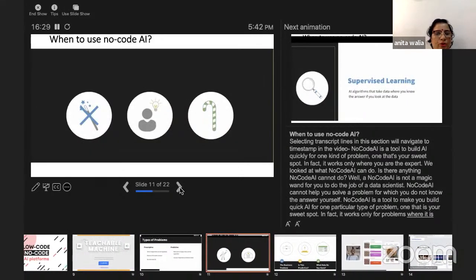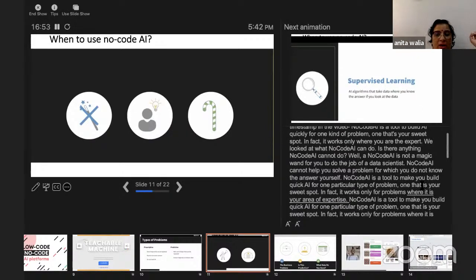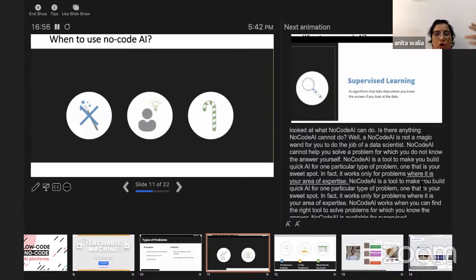So when to use no code AI? No code AI is a tool to build AI for a particular kind of problem where you know that there is a solution available, and whether you have the expertise or solution available with you. So you can do that with a no code AI. And also the no code AI is not a magic wand. It has to work with certain data. It has to solve a particular problem with a known solution, with the answer which you already have.